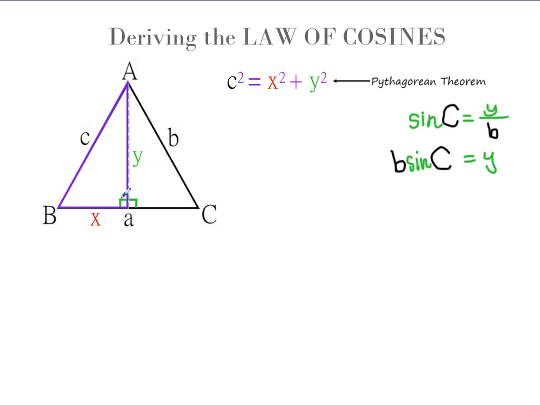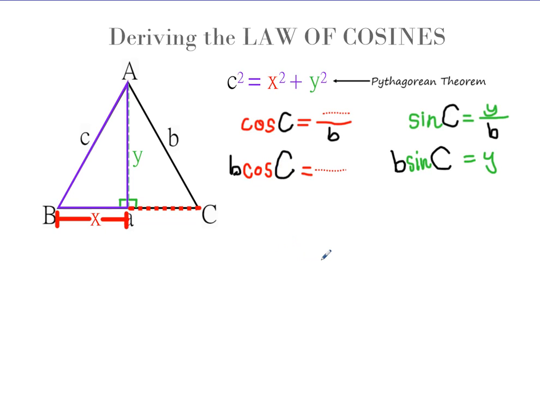Cool? Now, we need to get x. In order to do so, we need to figure out this dotted line piece here, okay? So this dotted line piece is the cosine of c is equal to this adjacent divided by this hypotenuse, okay? Multiply both sides by b, and I get that this dotted line is b cosine c, all right?